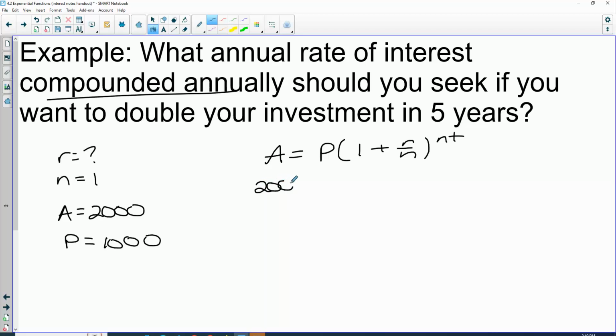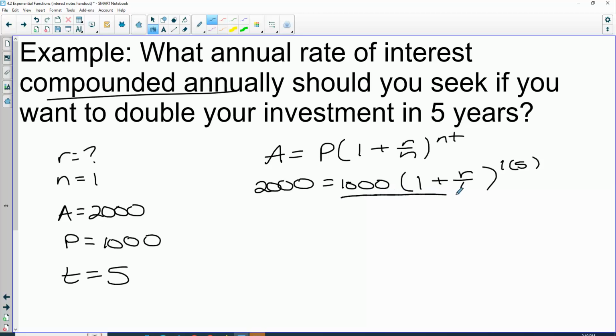So plug that in. 2,000 equals 1,000 times 1 plus R over 1. And my time is 5 years. So we can divide over the 1,000, which will give us a 2. R divided by 1 is R. 1 times 5 is 5.